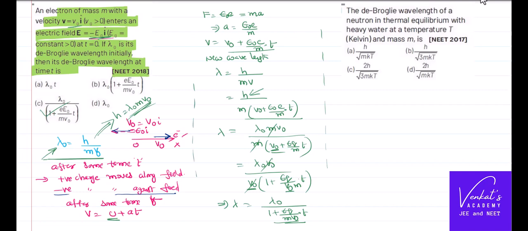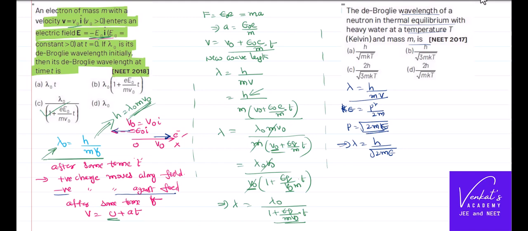After solving that problem, there is another problem which says: the de Broglie wavelength of a neutron in thermal equilibrium with heavy water at temperature T and mass m is how much? We can write the de Broglie wavelength as lambda equal to h by p, that is mv. But as momentum equals mv, we can express kinetic energy as p square by 2m. So p can be expressed as root of 2m times kinetic energy. So I can rewrite my equation as lambda equal to h by root of 2m times kinetic energy.